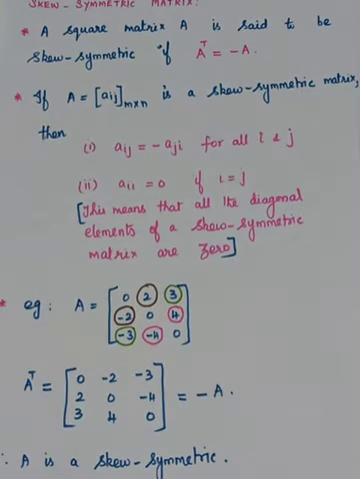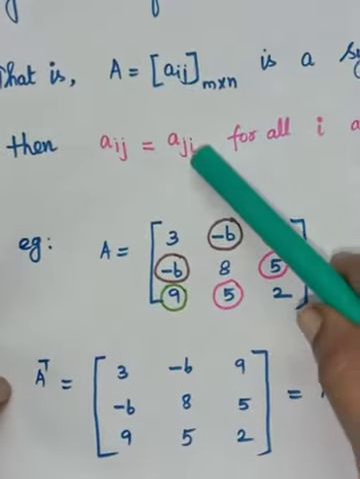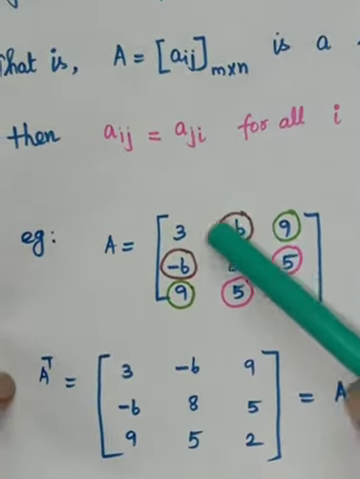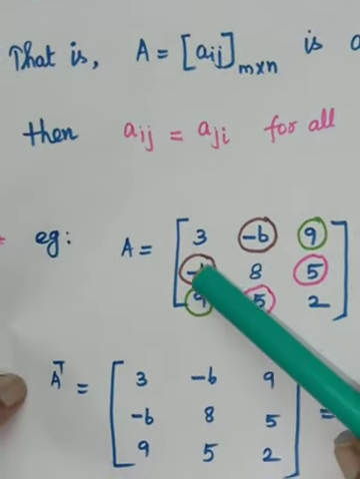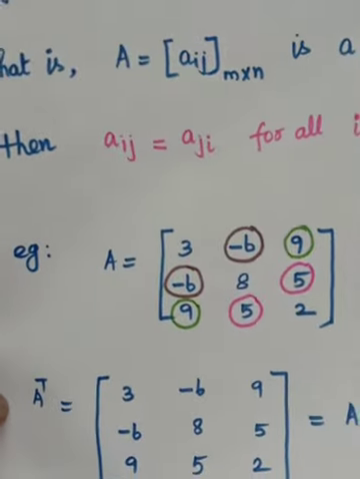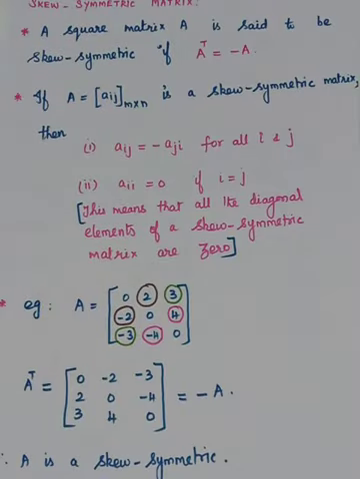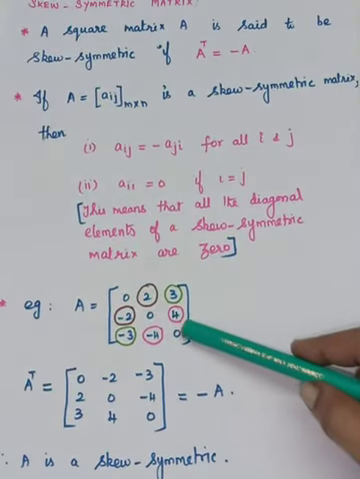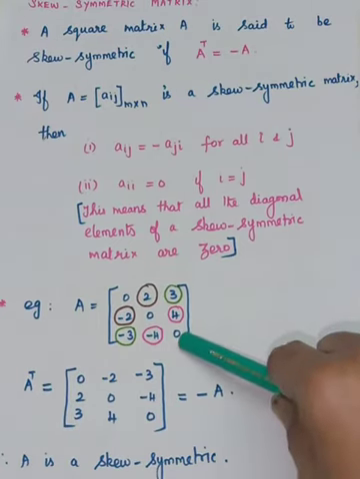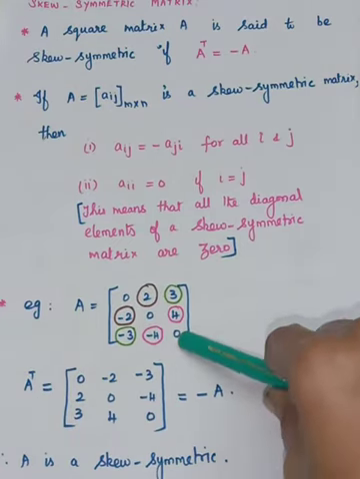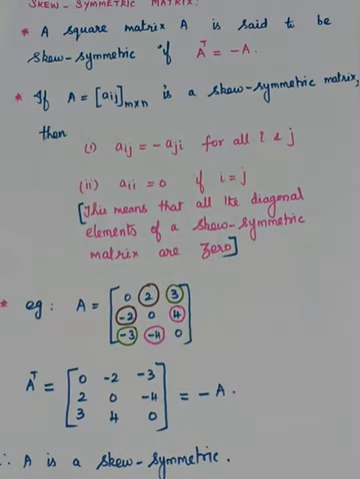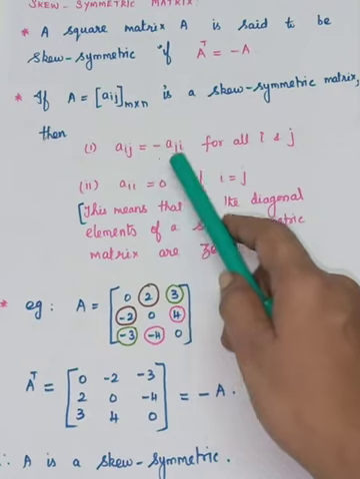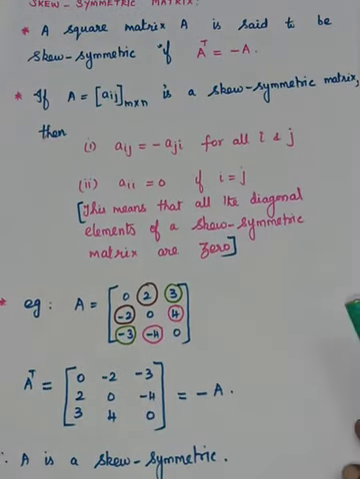So for a symmetric matrix, you have only one condition, that is Aij is equal to Aji, so these elements should be equal. A12 element is equal to A21. You need not worry about the diagonal elements. But for a skew symmetric matrix, the main diagonal elements should be 0, and A12 is equal to minus A21. That is, Aij is equal to minus Aji.